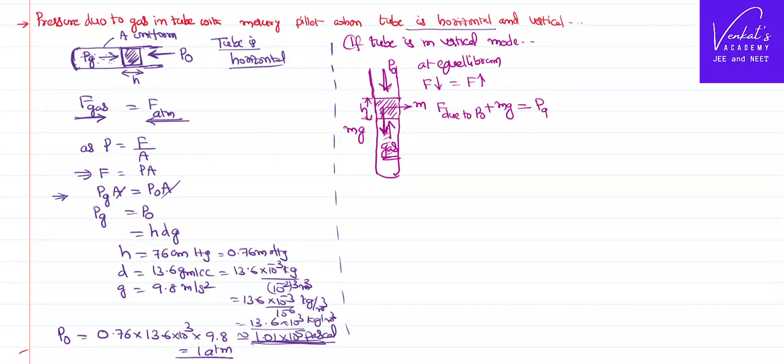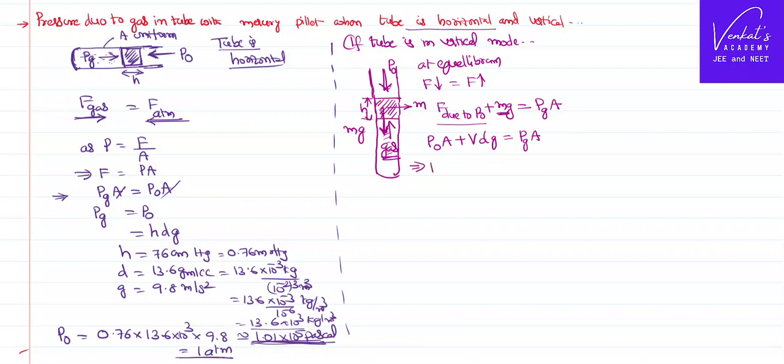Force is pressure due to the gas into area. So the force due to the atmosphere is P naught into A. Mass of the mercury can be written as volume of the mercury, density of the mercury, into acceleration due to gravity, equal to pressure due to the gas as well as area.